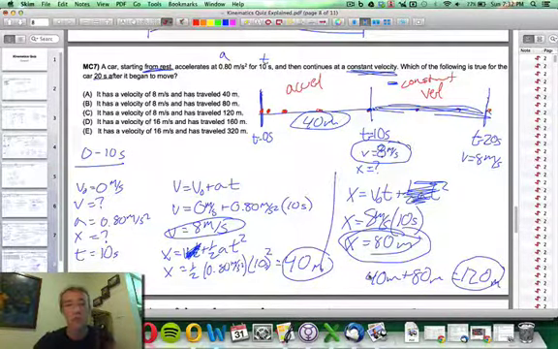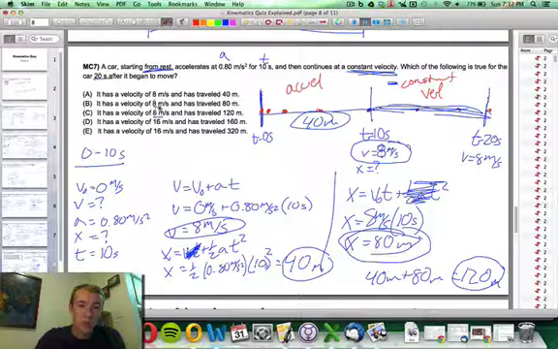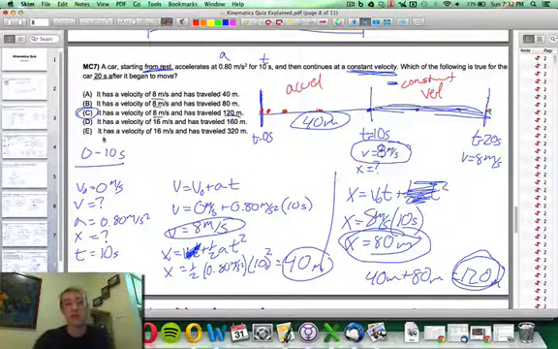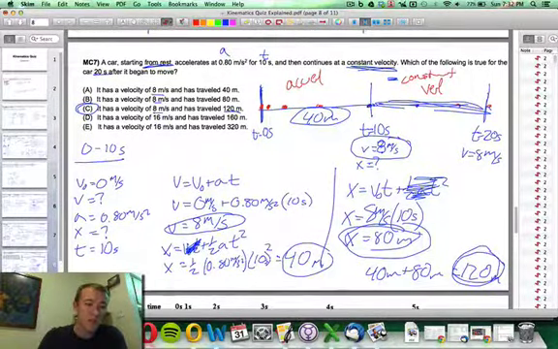Let's see if we have enough information now to figure this out. We said at the end it's going to be going 8 meters per second. So we've got 8 meters per second here. And then it said total he'll have traveled 120 meters right here. Looks like C is going to be our answer. Okay, 8 meters per second at the end there, velocity, and traveled 120 meters. Tough problem. That's a tough problem.